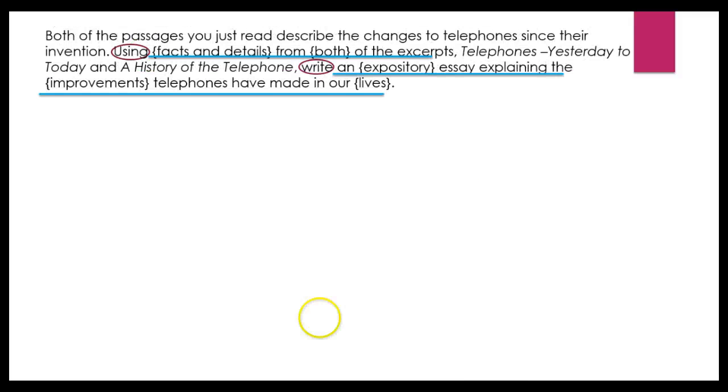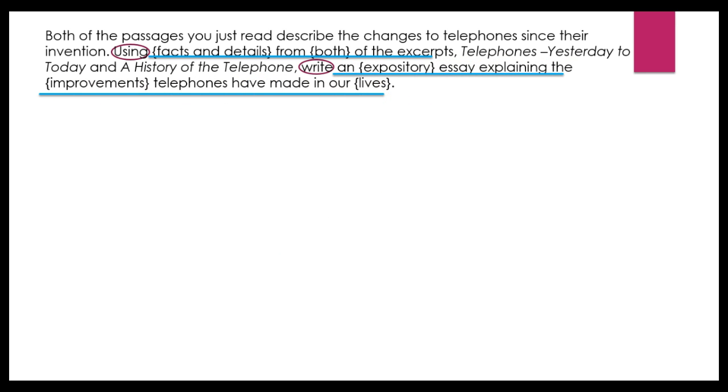Here is another prompt that has already been cubbed. Let's read the prompt together. Both of the passages you just read describe the changes to telephones since their invention. Using facts and details from both of the excerpts, telephones yesterday to today, and a history of the telephone, write an expository essay explaining the improvements telephones have made in our lives.